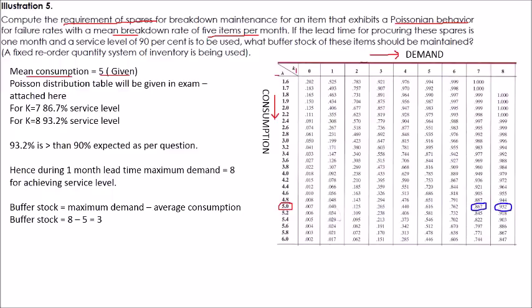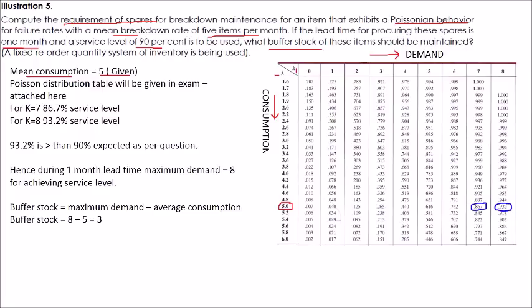Okay, so I'm continuing with the question. If the lead time for procuring these spares is 1 month, so lead time is 1 month, and a service level of 90 percentage is to be used, what is the buffer stock of these items that should be maintained?